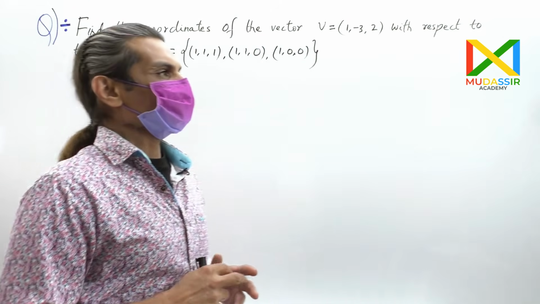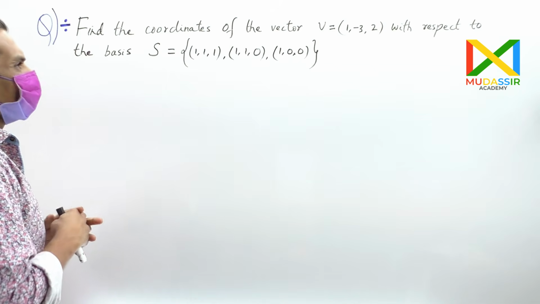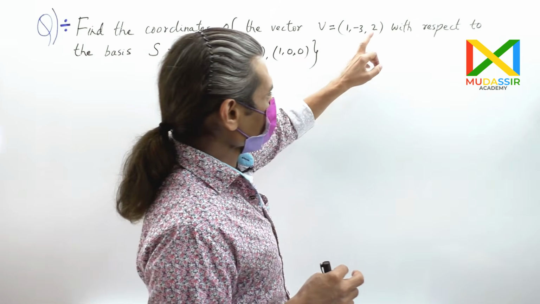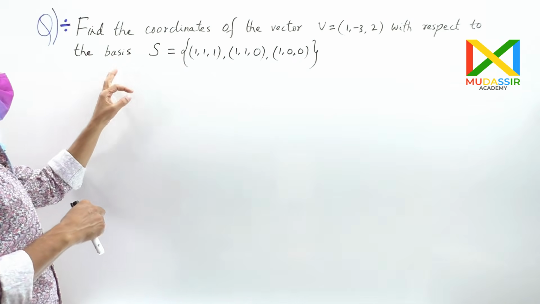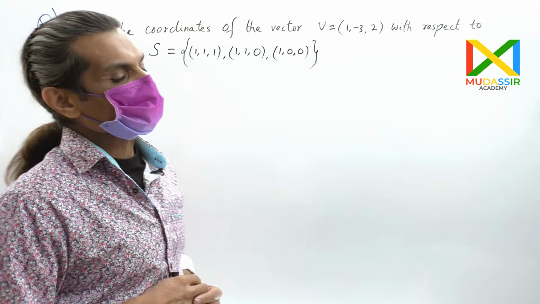In today's class, we will be solving this problem. Find the coordinates of the vector v = (1, -3, 2) with respect to the basis S = {(1,1,1), (1,1,0), (1,0,0)}.